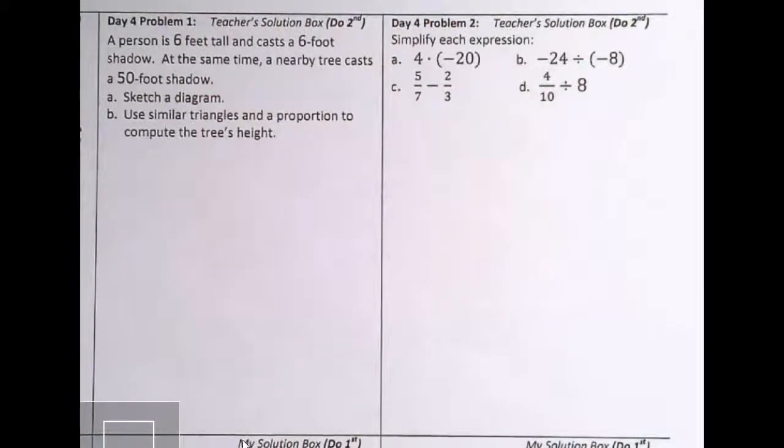Here's a solution for day 4, problem 1. A person is 6 feet tall and has a 6-foot shadow. At the same time, a nearby tree has a 50-foot shadow. Question A, sketch a diagram.